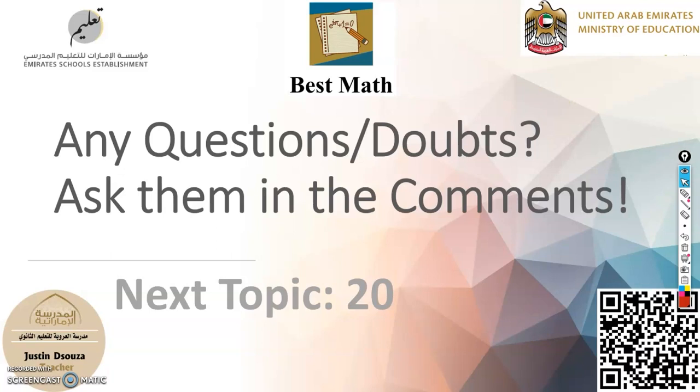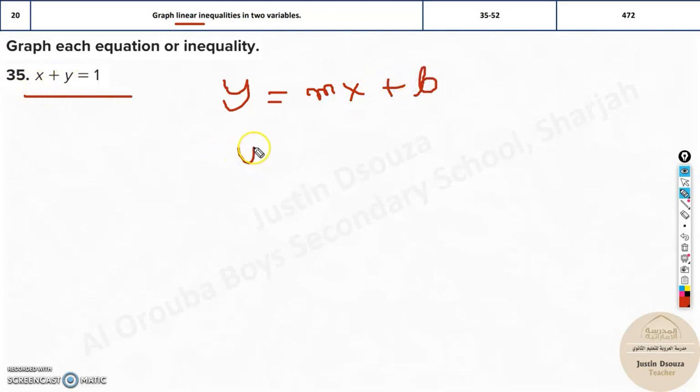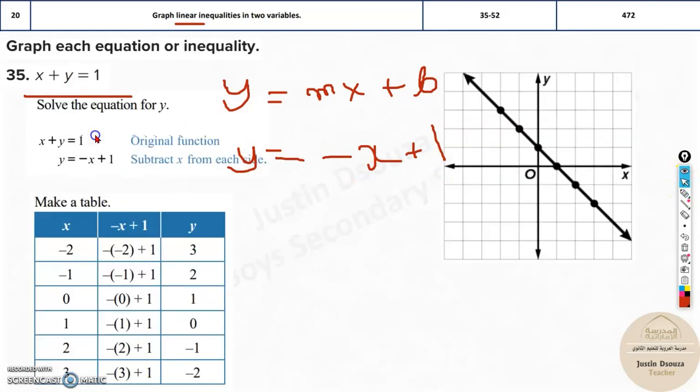The last topic in part 2 is the 20th topic. Here we will graph equations and inequalities. Now, the most important thing you must remember is, doesn't matter what the equation is, it's all about linear, so it will be only power 1. You need to get this to slope intercept form, y equals mx plus b. Doesn't matter what the equation is, here y must be alone. So take this x to the other side, it becomes minus x plus 1. So this would be the slope intercept form here.